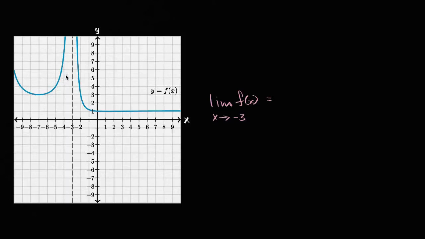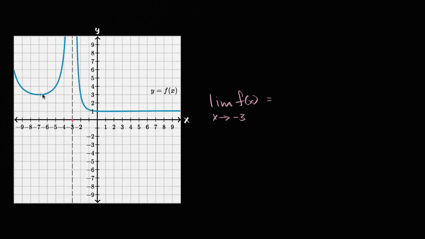All right, we have a graph of y is equal to f of x, and we want to figure out what is the limit of f of x as x approaches negative 3. And if we just look at x equals negative 3, it's really hard to see, at least based on how this graph looks, what f of negative 3 is. And if anything, it looks like we have an asymptotic discontinuity here.